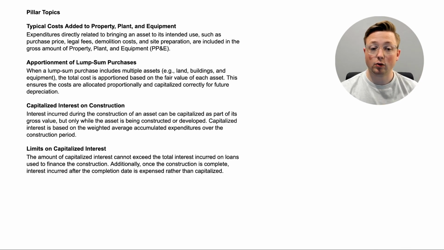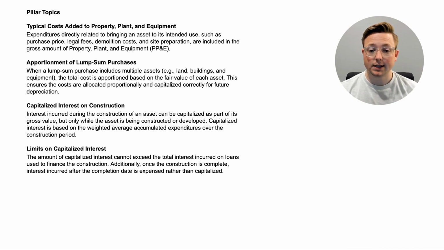They are included in the gross amount of property, plant, and equipment, or PP&E. So any costs that you have to incur to get an asset to its intended use typically are included in the gross value of the asset so that you can start capitalizing it. As far as lump sum purchases, again, that is where you would do something called apportionment.